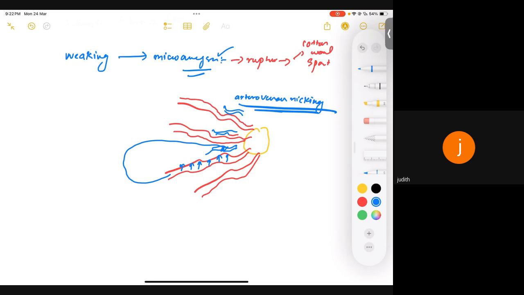We are going to have increased hydrostatic pressure, and increased hydrostatic pressure, you guys know, leads to edema, right? It would just pull all of the fluid outside. Is that clear? And edema in this case is known as papillary edema, right?